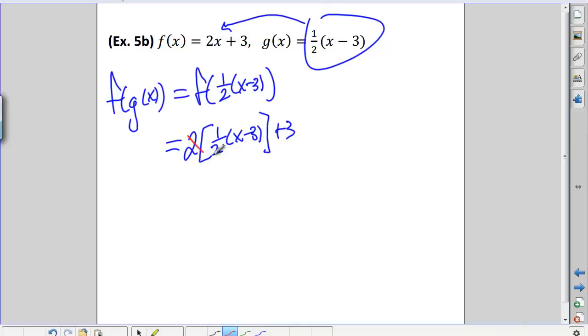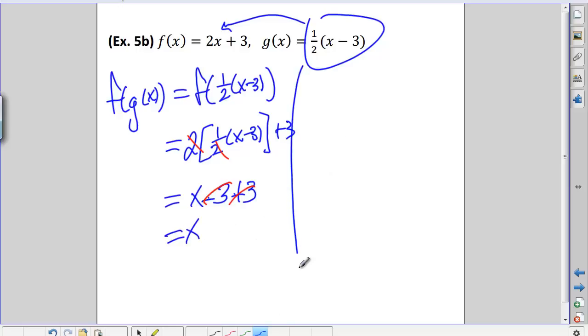When we work this down, starting with those 2's, they cancel out. And then, of course, the minus 3 and the plus 3 cancel out. We're just left with x, which is exactly what we needed to show. So let's do it the other way.